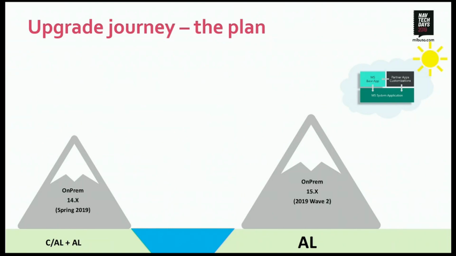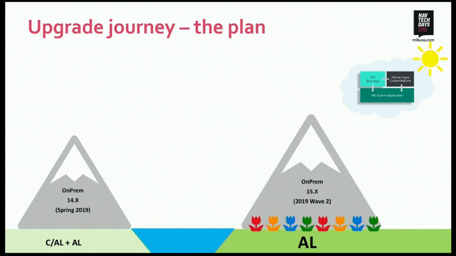If you take a look at the picture really carefully, you will see that 15 is a much bigger and better mountain than 14, and AL is a bigger and better AL than on the 14 side. If I didn't convince you to upgrade, you should definitely upgrade because the grass is greener on the other side, so you definitely want to come here.